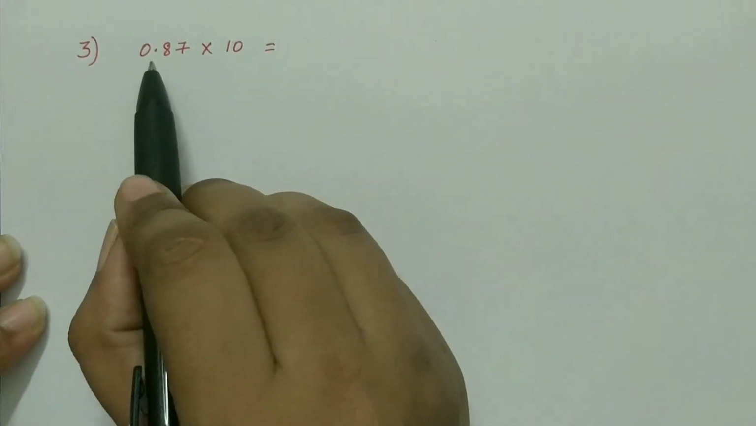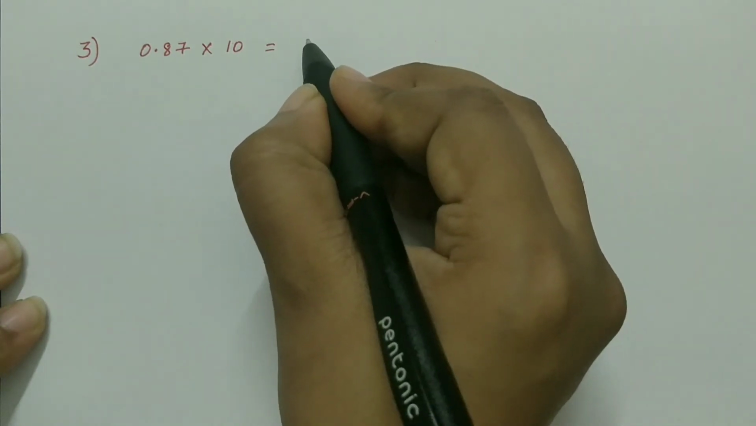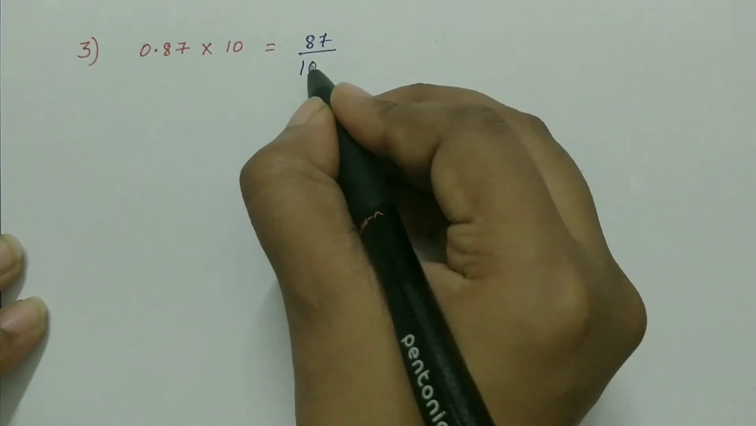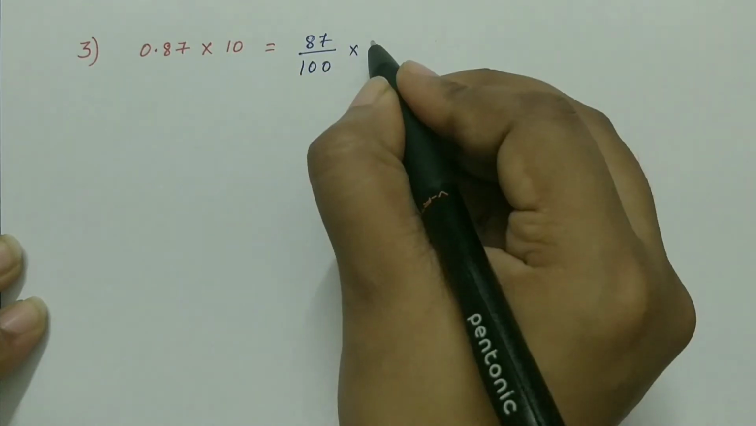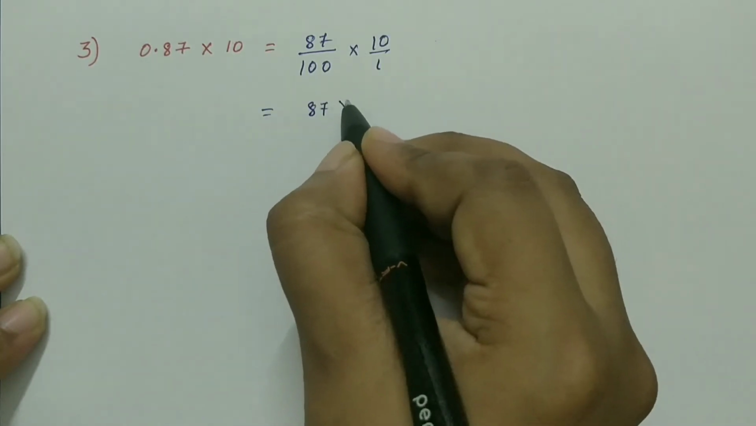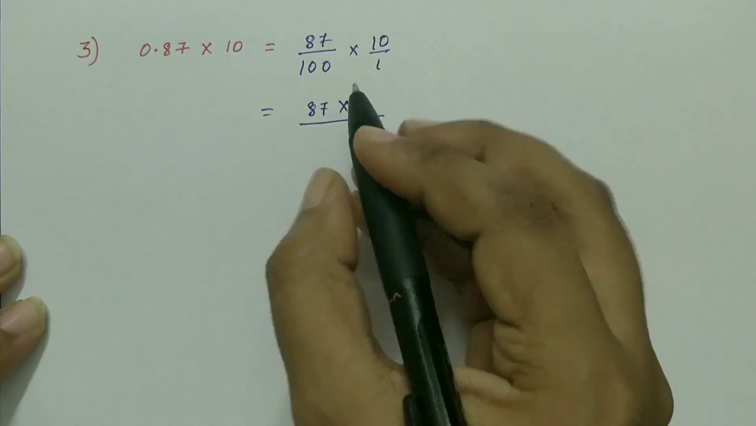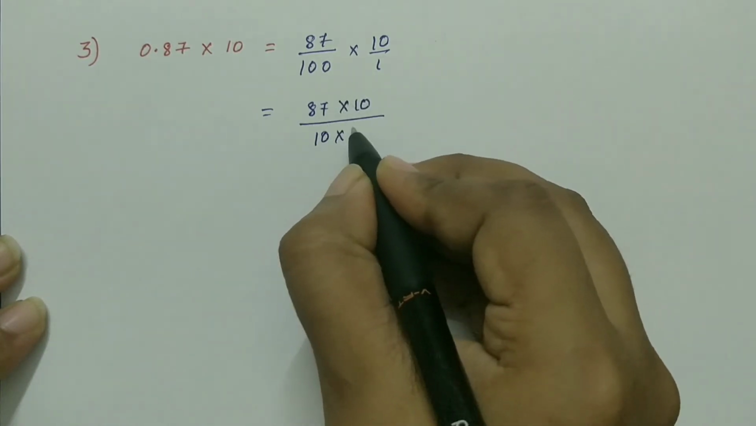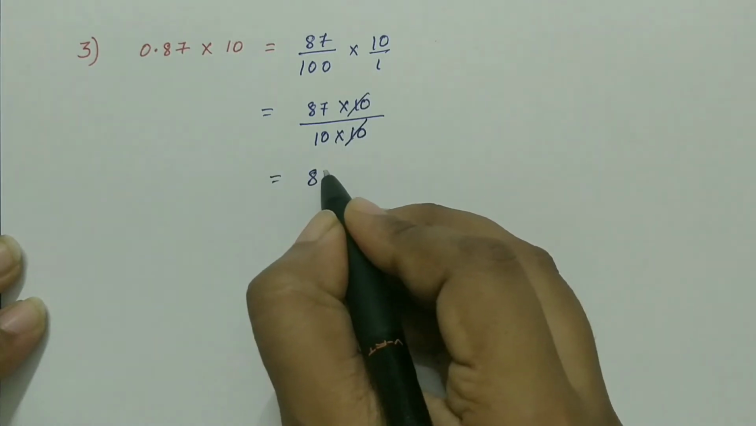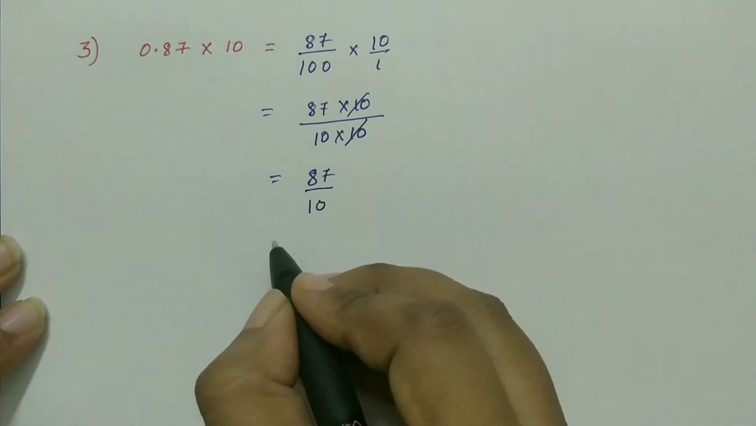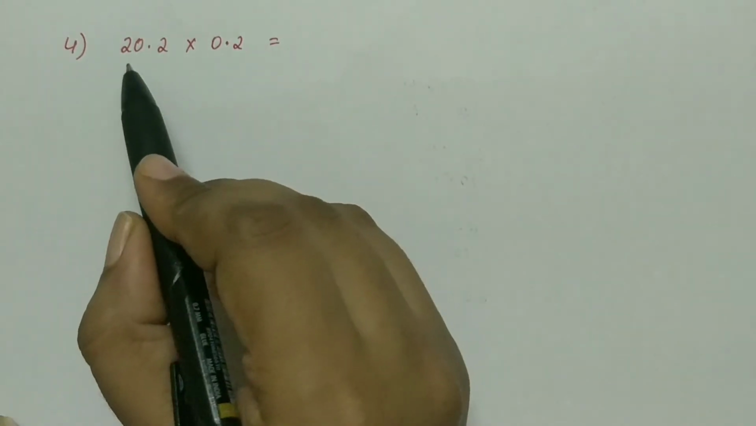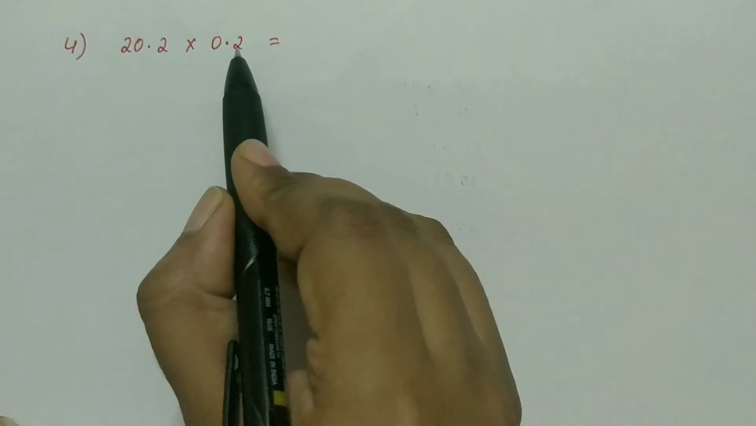0.87 into 10. 0.87 in the fraction form is 87 divided by 2 zeros, into 10, equal to 87 into 10 divided by 100. 100 can be written as 10 into 10. 10 cancel. 87 divided by 10 equal to 8.7.